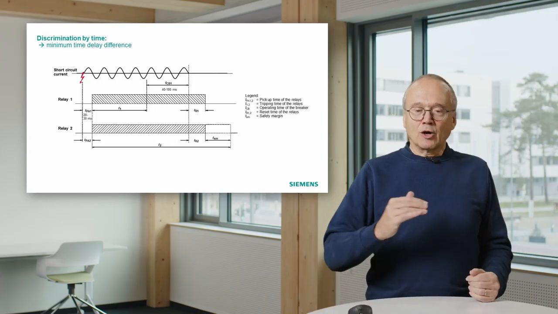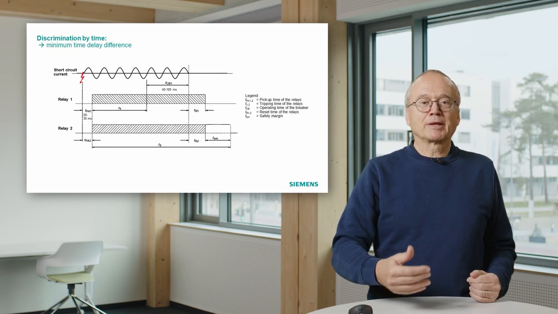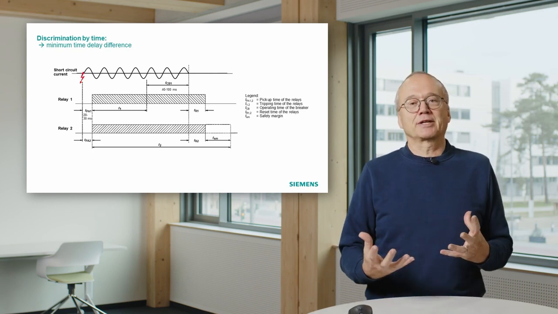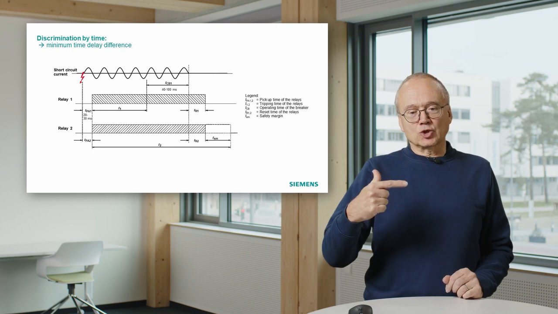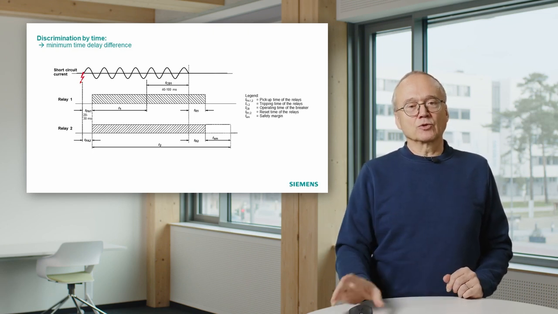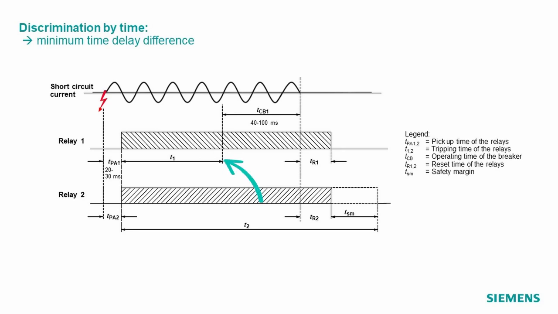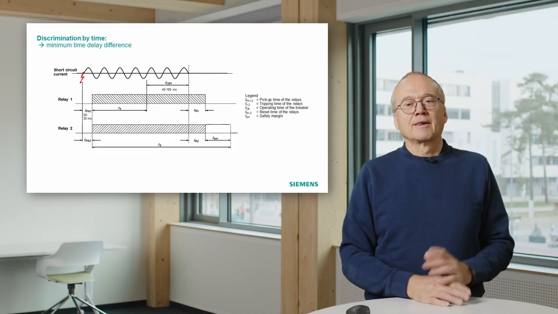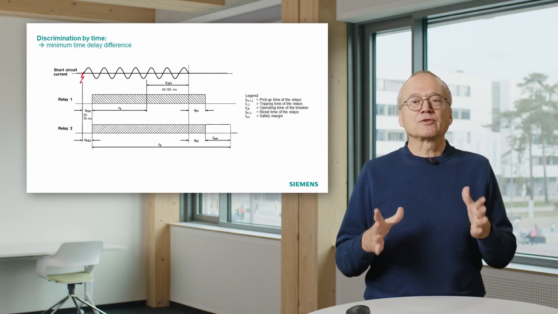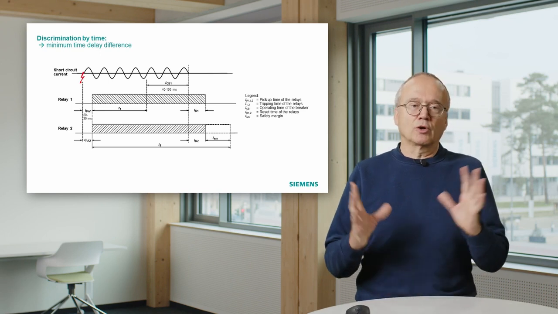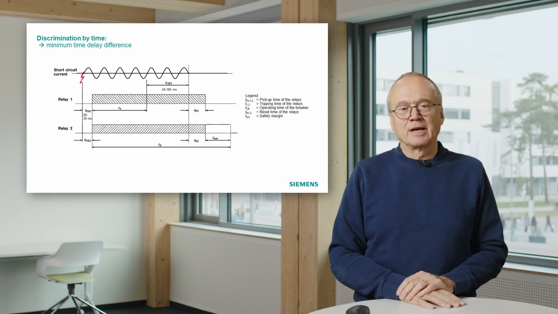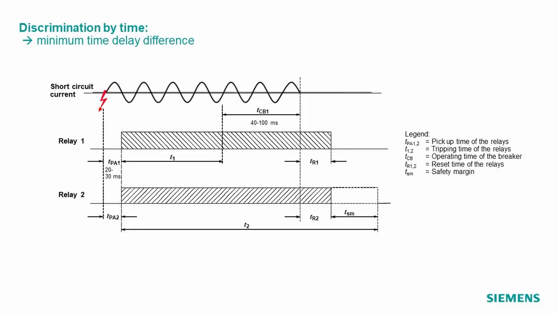issues a trip command, and now the point is the trip command goes to the circuit breaker, but the circuit breaker doesn't react at once. The circuit breaker needs some time to open because mechanical things have to move, and finally the short circuit current can only be interrupted at the zero crossing. That means from the point where the timer has elapsed to the point where the current is really gone, we have some time. And that time depends on the breaker, and that is unfortunately a time which is not very well known. It depends on the maintenance state of the breaker and the type of the breaker and so on. And we must be careful that, remember, relay 2 is expected not to trip.